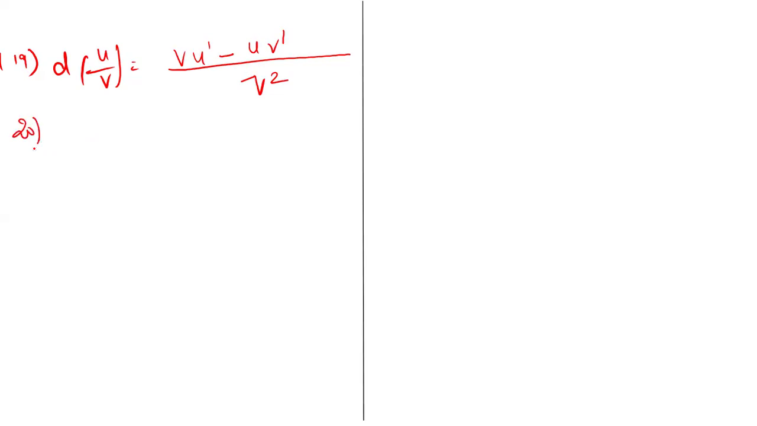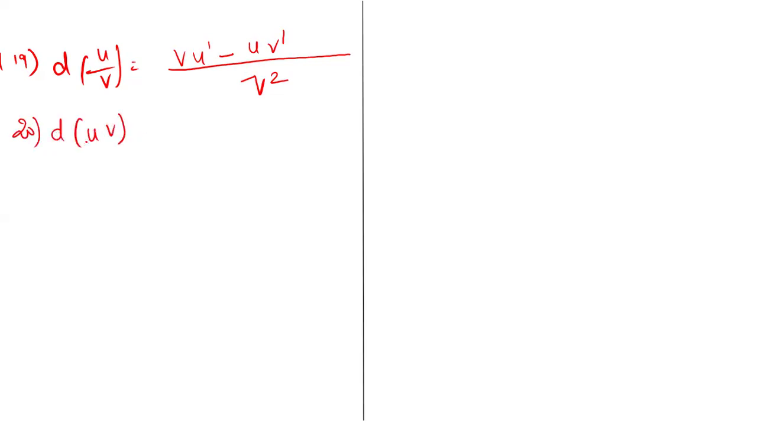Next, the 19th one will be differentiation of u by v. First, we'll see u by v. First take your denominator and just square it. Whatever is here, just square it. So you will get v square, and the numerator is v u dash minus u v dash. This is your formula. Then we'll move on to the next one, u v.